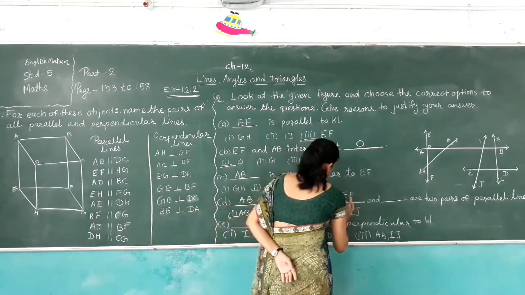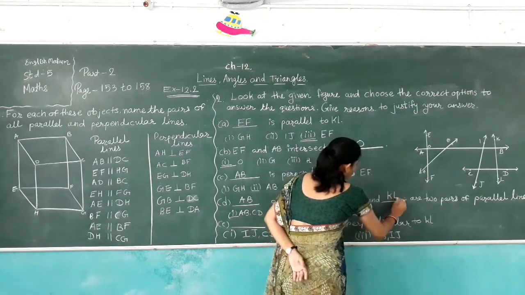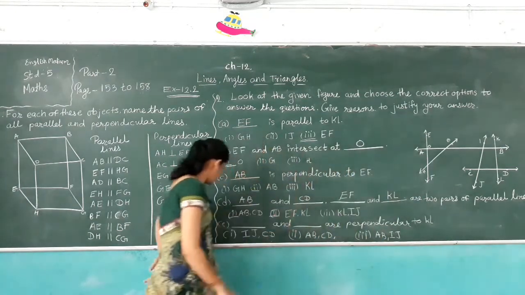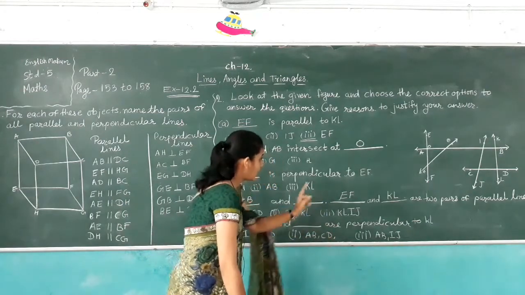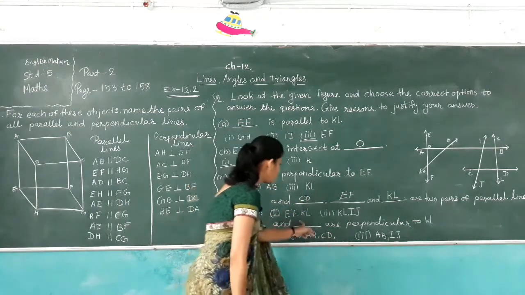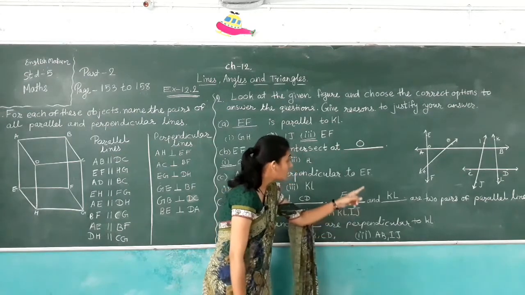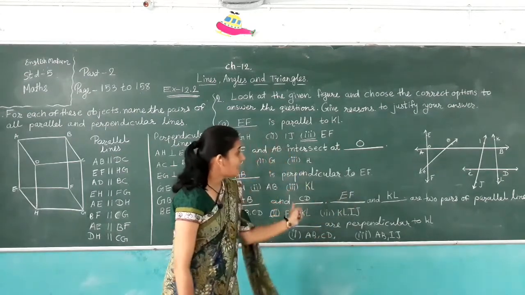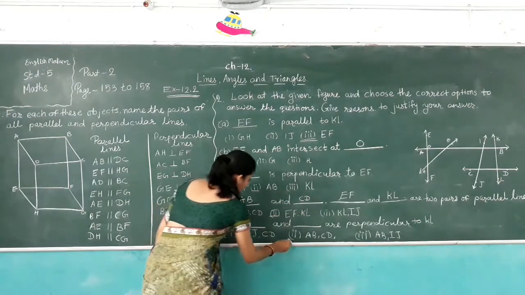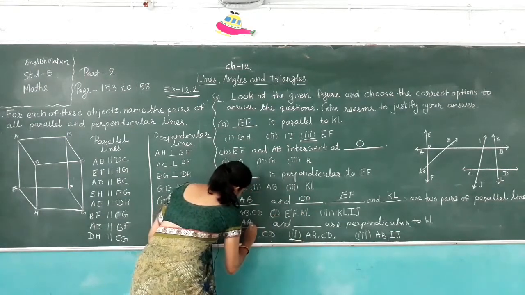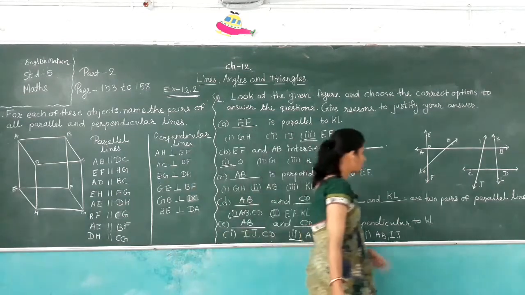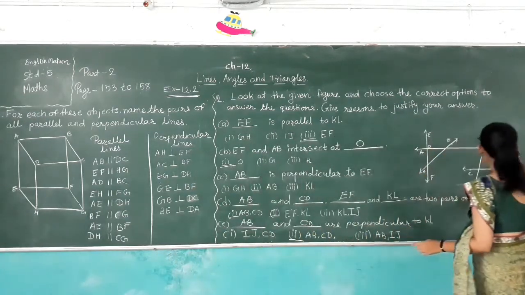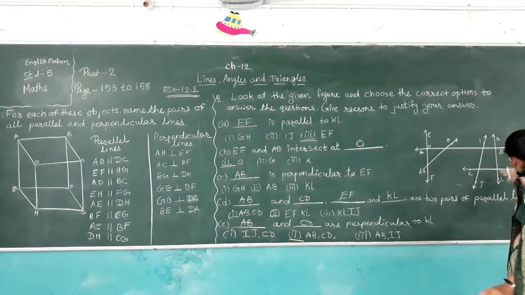EF and KL also parallel lines are there. AB and CD are perpendicular to KL. So line AB and line CD are perpendicular to line KL. Look here, line AB and line CD are perpendicular to line KL.